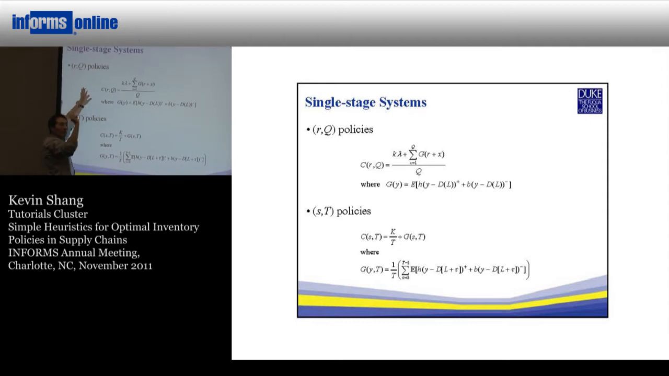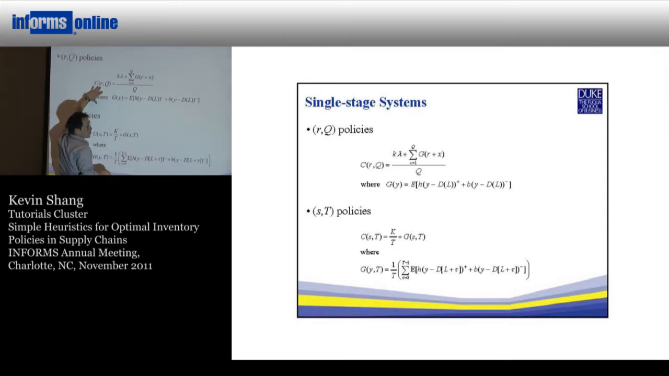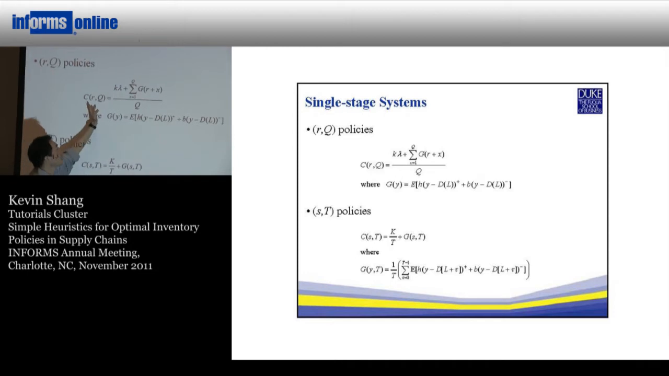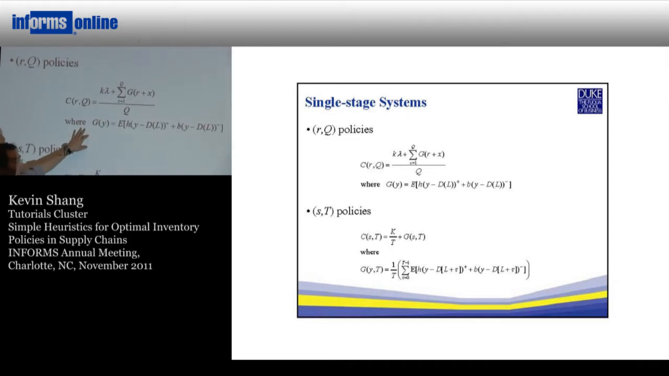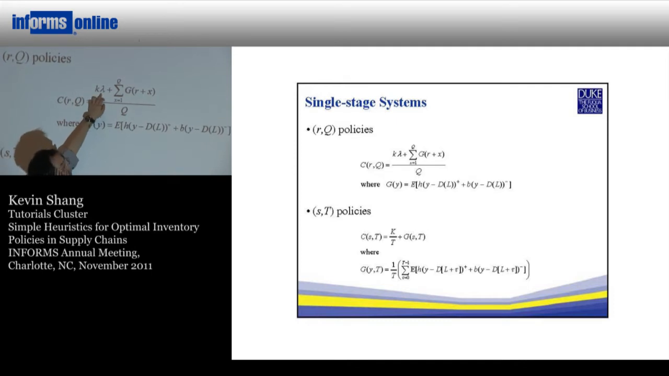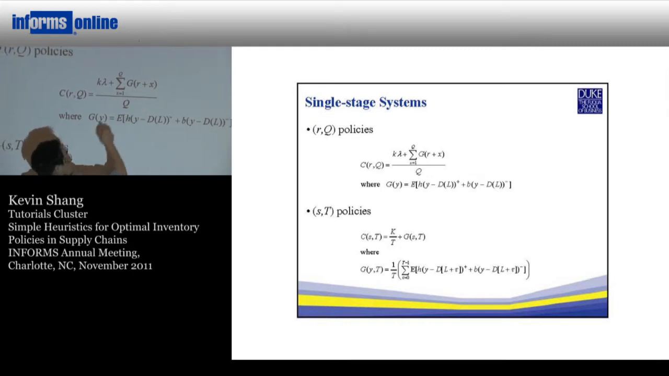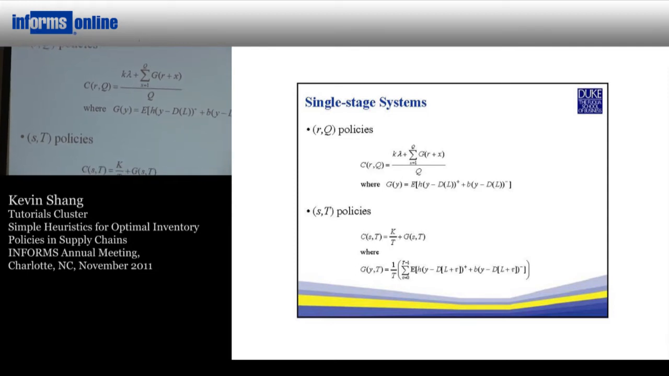So if we are talking about n equal to 1, and if you are talking about an RQ policy, then this is the cost expression. Okay, for given R and Q, here is the long run average cost for the single stage system. So K lambda, sorry, this should be mu, but lambda is the arrival rate. K is the order cost. And this part, the summation from 1 to Q divided by Q, is the holding cost. Because if you follow the RQ policy, the inventory position is uniformly distributed between R plus 1 and R plus Q, that's why you have the average cost form like that, okay?